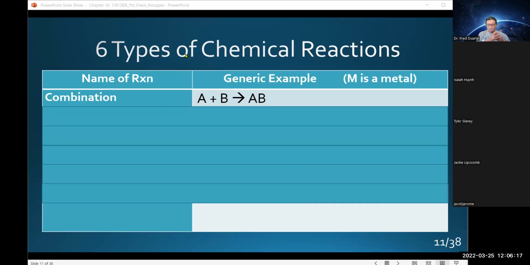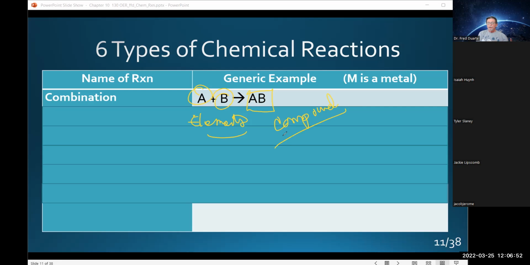There are 6 types. The first type is a combination reaction. Combination. If you look at the definition of the word, it's straightforward. We have reactants that combine to create a new compound. Now, you will find that what combines are elements. So we have the elements over here, A and B, okay? And when they combine, they create a compound.